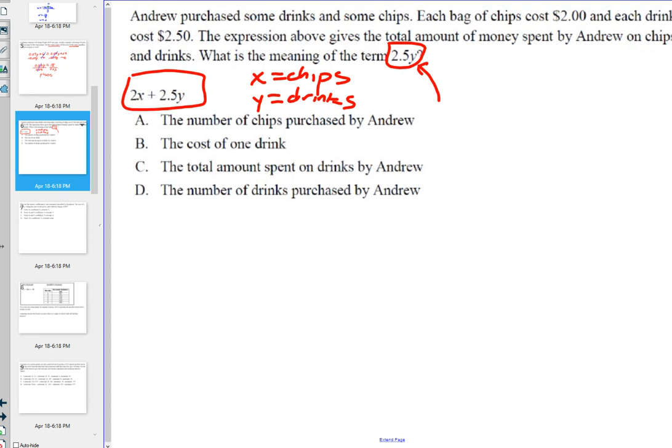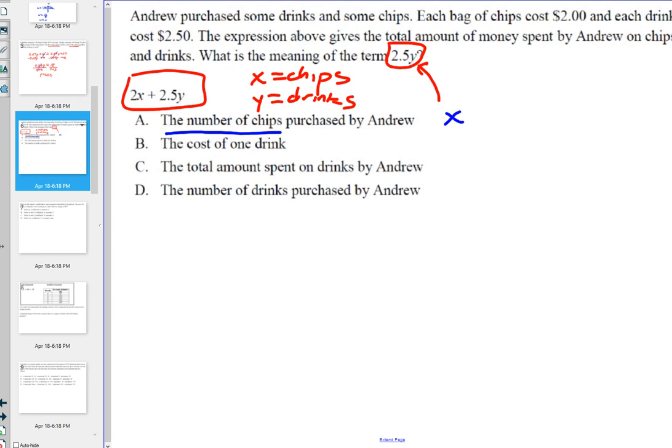So not the number. Okay, let's do it this way. Why don't we go through all the answer choices and see if we can define each one? If I want the number of chips purchased, what would represent that? What expression would represent the number of chips? It's on the board already. What expression would represent just the number of chips? x. Yeah, this one would just be x.